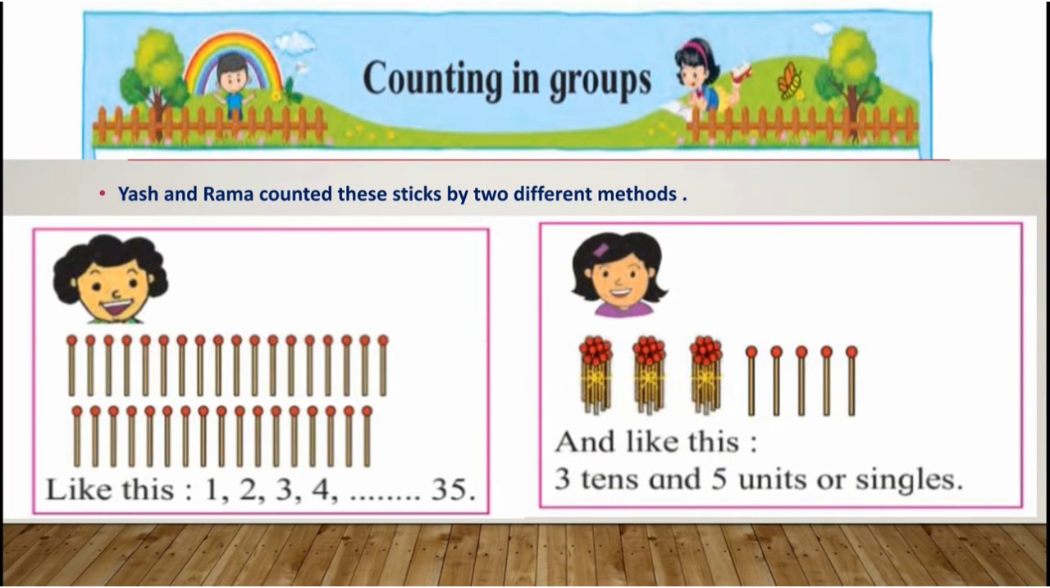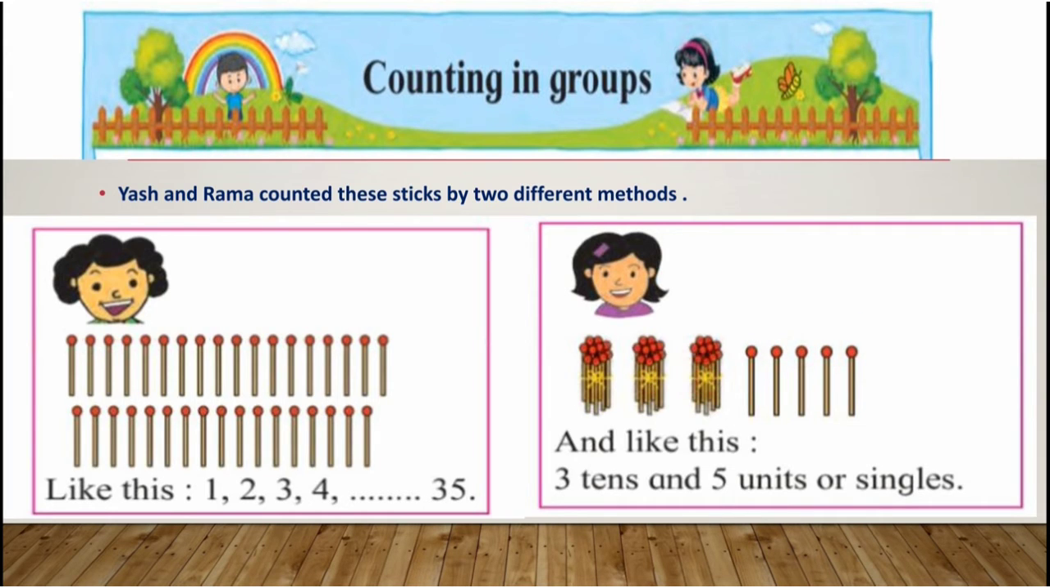She made a bundle of these sticks. One bundle, two bundles, three bundles. She makes bundles of 10. One bundle of 10, second bundle of 10, third bundle of 10. And here are units, or singles. 1, 2, 3, 4, 5 units are here, or 5 single sticks are here.